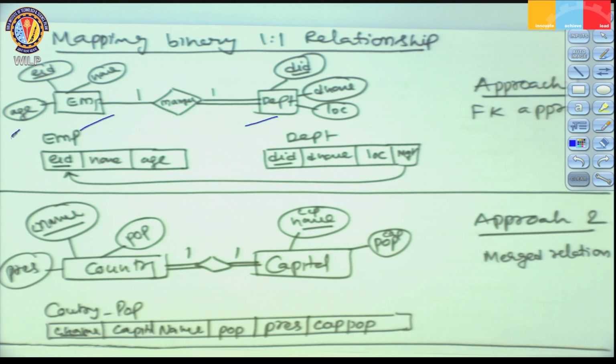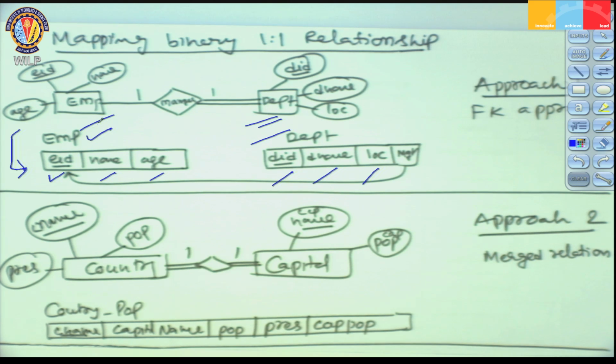Because it is a regular entity, I assume that I have mapped this into a relation called employee with employee ID as the primary key, and then the other two simple attributes have been added here as fields. Then since this is also a regular entity type, it is mapped into a relation where DID is the primary key, DName, and then DLocation.